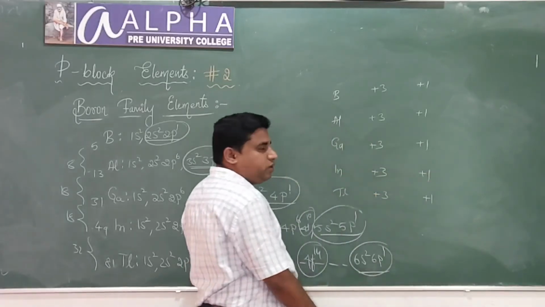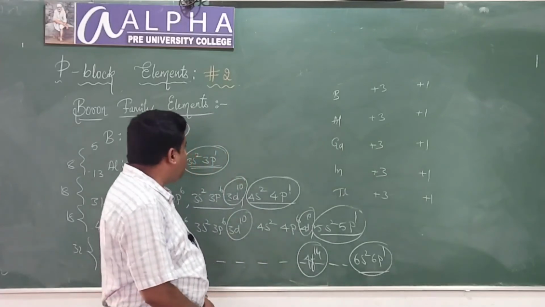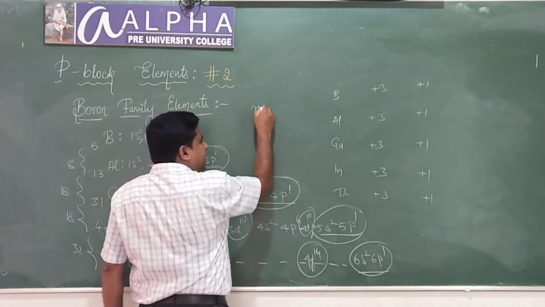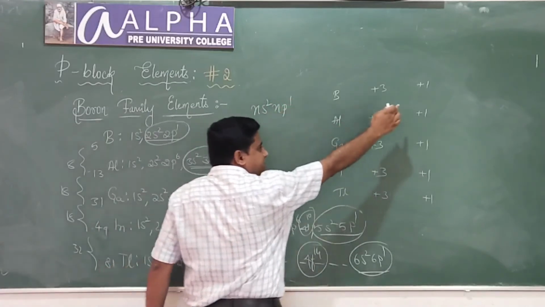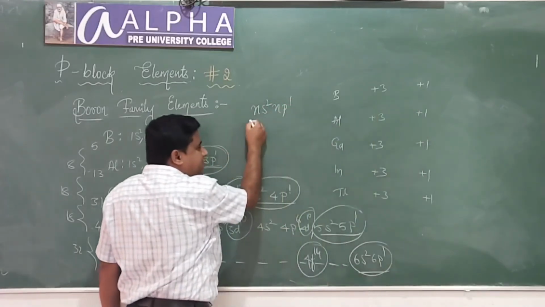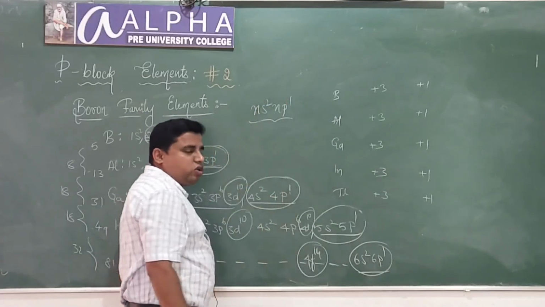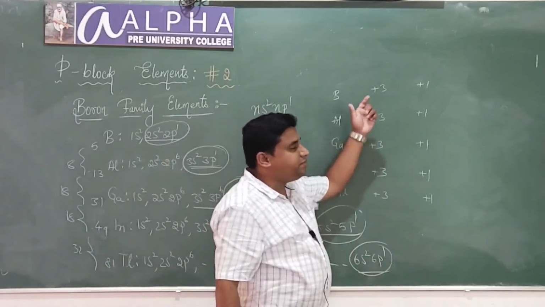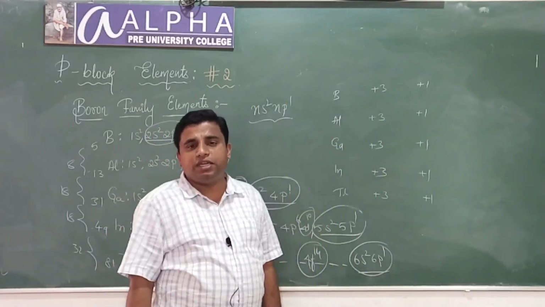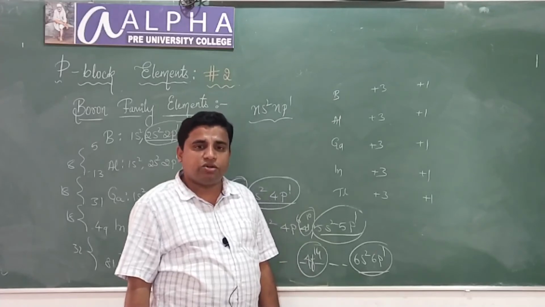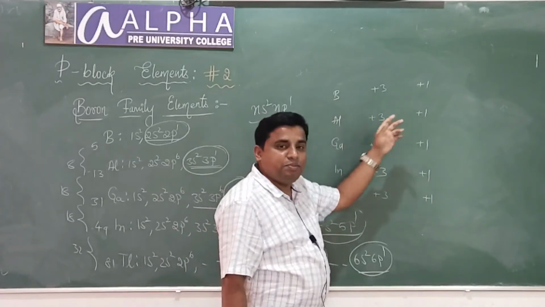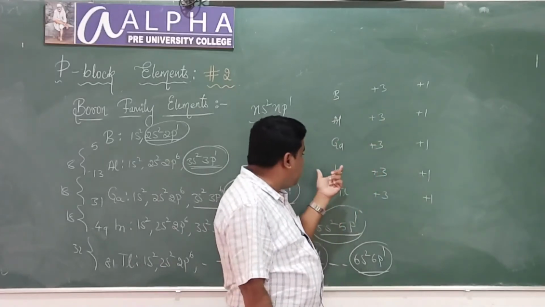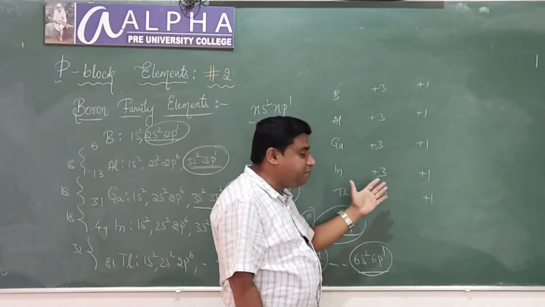No doubt in it. Why? Because they can lose either the outer p electron and exhibit +1 oxidation state, or else they can lose all the 3 electrons of the outermost shell and exhibit what oxidation state? +3 oxidation state. Am I correct? Yes. So boron +3 +1, aluminium +3 +1, gallium +3 +1, indium +3 +1, thallium +3 +1.